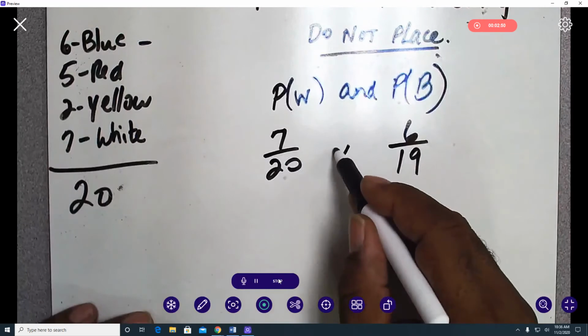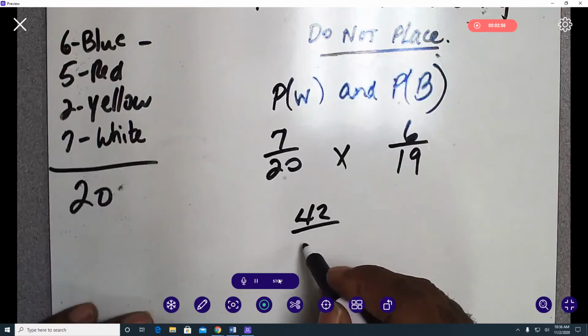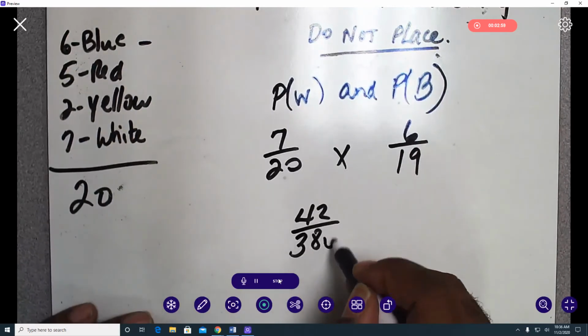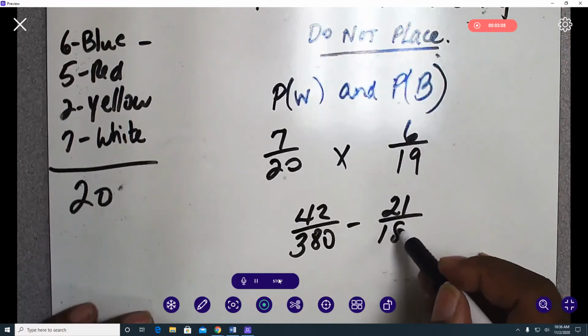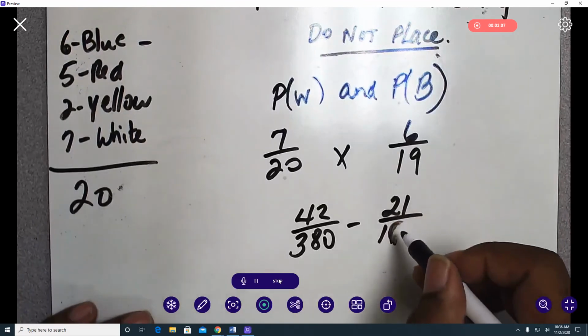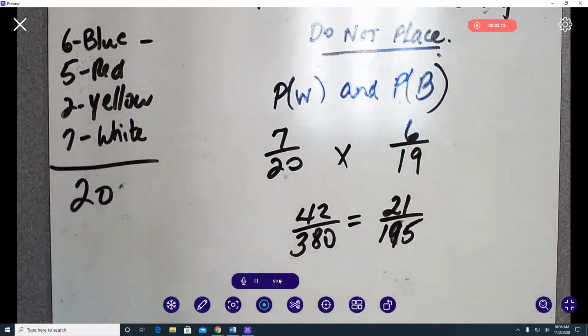So then we have to multiply these two. 7 times 6 is 42. 20 times 19 is 380. I know we can simplify by 2. That would be 21 over 190, because 380 divided by 2 is 190. So the probability of pulling a white then a blue would be 21 over 190. Remember, when you're doing dependent probability, we are not replacing what we do on the first pull.